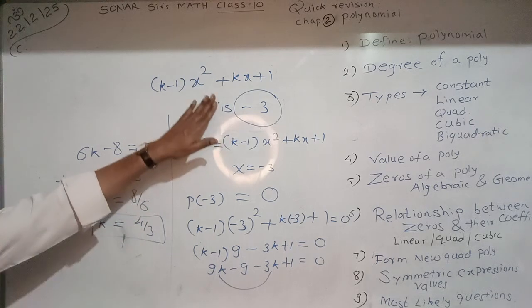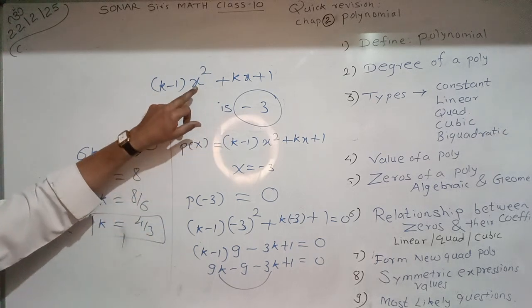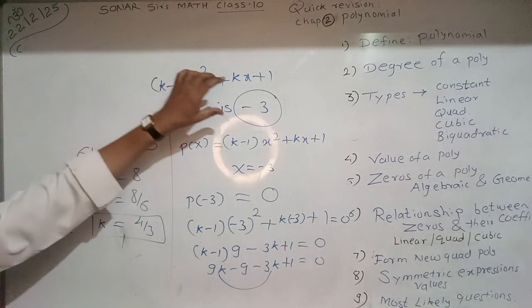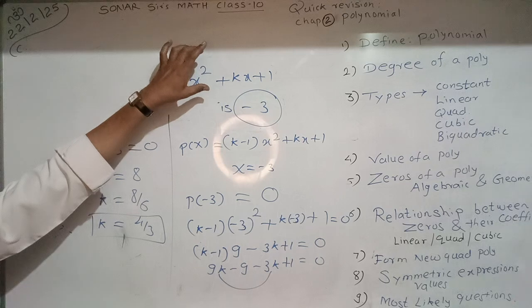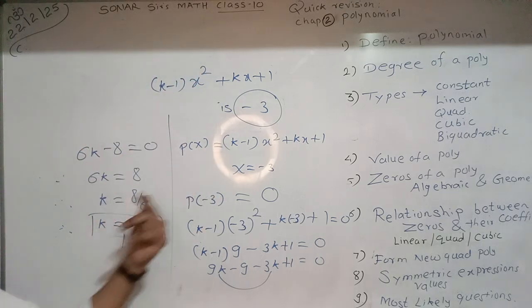So in this way, we solved one more question which is most commonly asked, where 1 zero is given to you and the unknown term like k or p is to be found out. Let's move to a similar type of one more question.